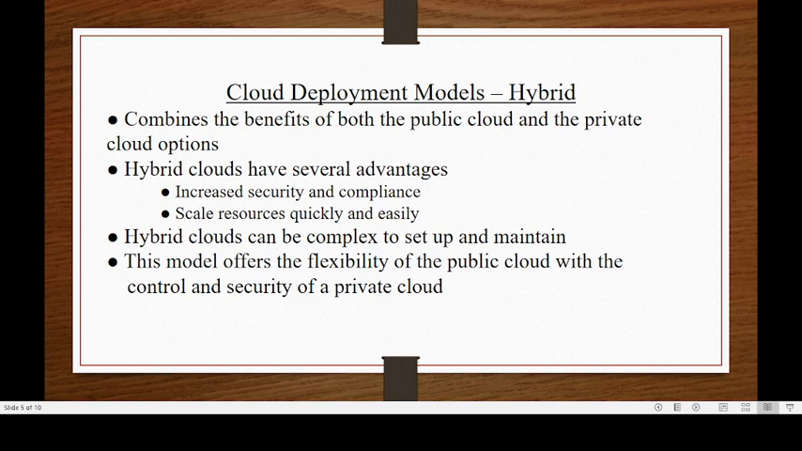It combines the benefits of both the public cloud and the private cloud options. It follows strict rules because rules should be applied for what type of data is hosted in each portion of the hybrid cloud. Hybrid clouds have several advantages such as increased security and compliance and scale resources quickly and easily. Hybrid clouds can be complex to set up and maintain, and organizations may need to invest in additional resources such as hardware and staff. This model offers the flexibility of the public cloud with the control and security of a private cloud.